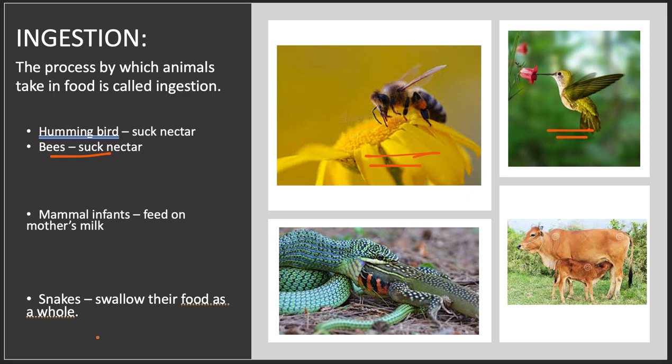And snakes swallow their food as a whole, which means snakes completely swallow their food. They don't chew it or break it down. Here you can see a snake. If you can make out, this is the snake over here. And it is eating something, it's just swallowing it. So this is how different types of animals ingest food. Again, let me revise this quickly. Ingestion is the process of taking in food, and it is different for different animals, as I've shown you here. So that is about it.